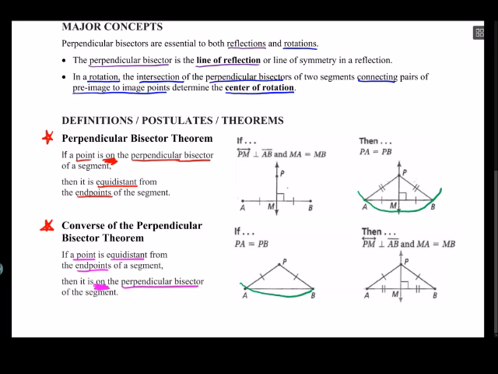Anytime we draw a circle, we have two radii that are equidistant from the chord that joins those radii. Remember, a chord is just a segment that intersects a circle. So a lot of review, but we are going to spend time looking at the importance of perpendicular bisectors in rotations and reflections.